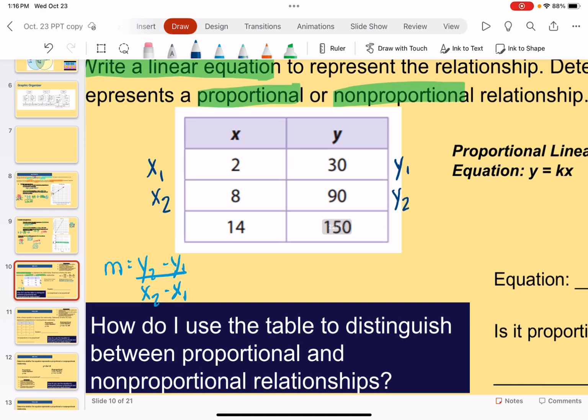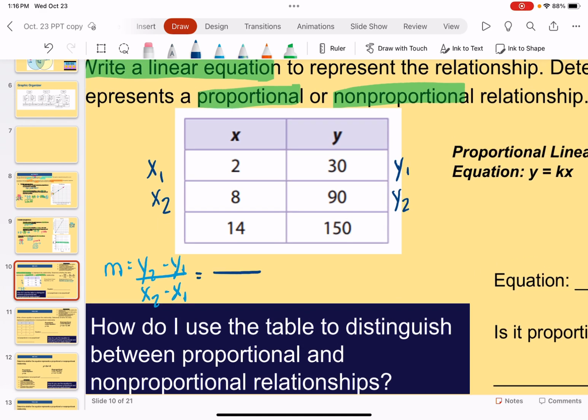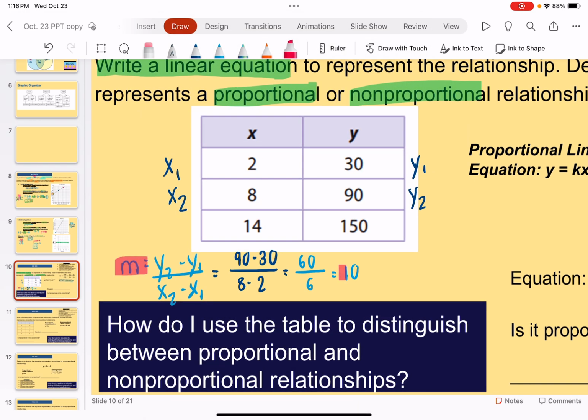So now, of course, all we do is plug in the numbers into this equation right here. So we have y2 minus y1. So we have the 90 minus the 30. And then next we have x2 minus x1. So we have 8 minus 2. So when we do that, we have 90 minus 30, which is 60. 8 minus 2, which is 6. And lastly, we have 60 divided by 6. That's 10. So that means that my slope is 10.